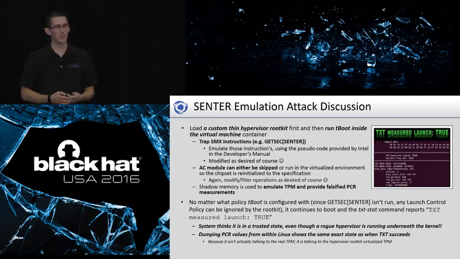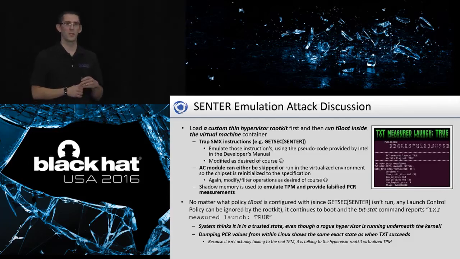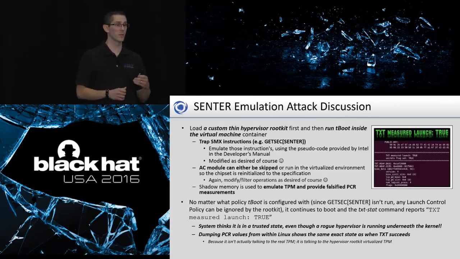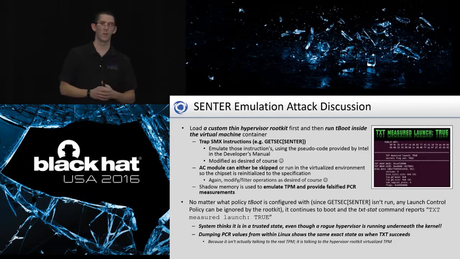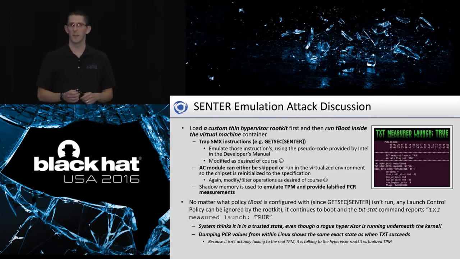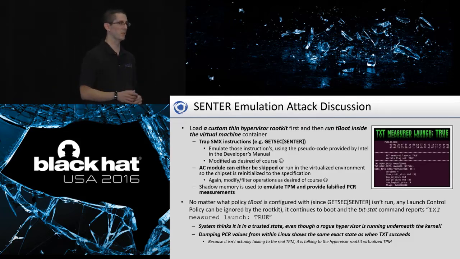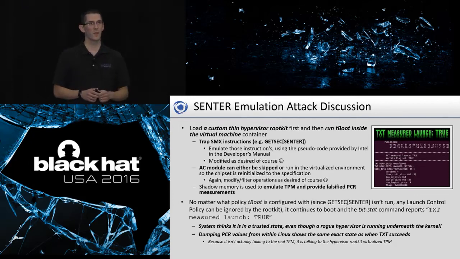So then there's this authenticated code module that's supposed to be the first piece of software run. And so we have a couple of options with the hypervisor rootkit. And I actually was able to implement it both ways. We can run that AC module inside of a virtual machine we control and kind of let it execute and filter out some of the operations it's doing. But we also found we can just skip it altogether.